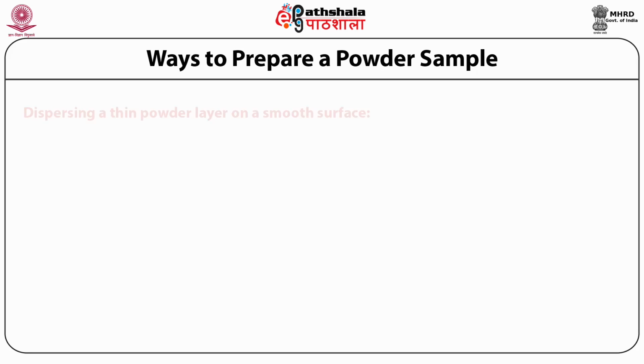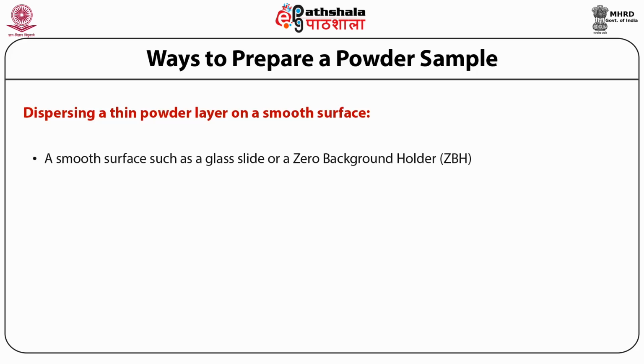The other method is dispersing a thin powder layer on a smooth surface. A smooth surface such as a glass slide or a zero background holder may also be used to hold a thin layer of powder. In the case of a glass slide, the glass will also contribute an amorphous hump to the diffraction pattern. The zero background holder avoids this problem by using an off-axis cut single crystal.